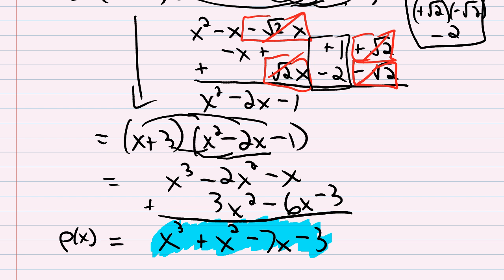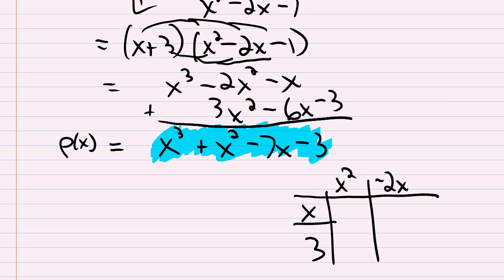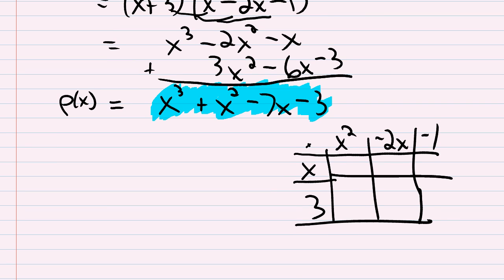In order to multiply either two trinomials or a binomial times a trinomial, a nice way to do that is to write it in chart form. Take the x and the 3 as row headers, take the x squared and the minus 2x and the minus 1 as column headers, and whenever two things cross, you would multiply them. A row and a column cross, you multiply them, so we get x times x squared to give you x cubed, x times negative 2x to give you negative 2x squared, x times negative 1 to give you negative x, 3 times x squared, 3 times negative 2x, and 3 times negative 1.